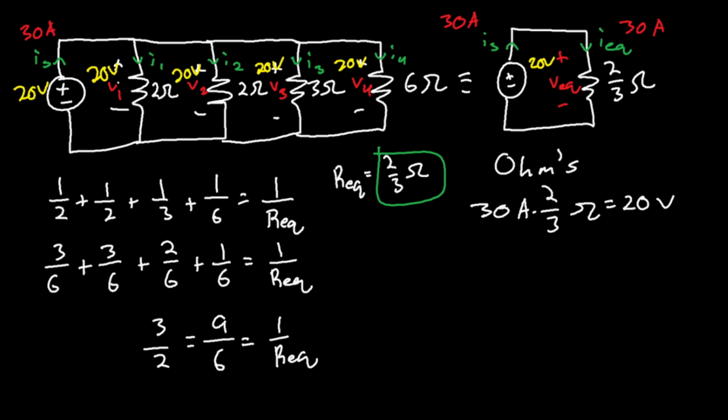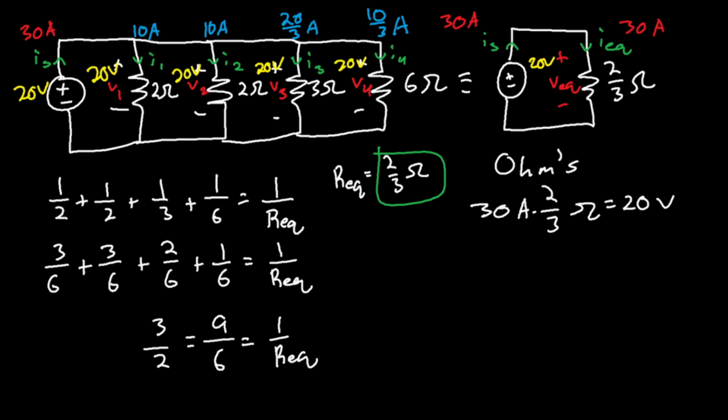All right, how do we solve the individual currents at each resistor? Well, you can use Ohm's law on everything. So you can do 20 divided by 2 to get 10 amps here. 10 amps here. You can do 20 divided by 2 again to get 10 amps here. 20 volts divided by 3 ohms to get 20 over 3 amps. And 20 divided by 6 to get 10 over 3 amps. Why am I saying ohms? It's amps. 10 over 3 amps. There you go.